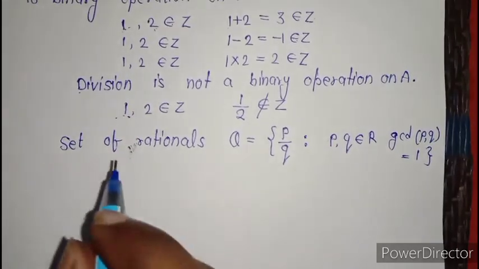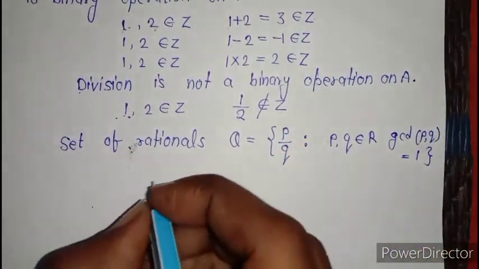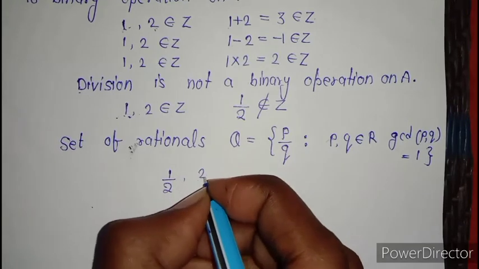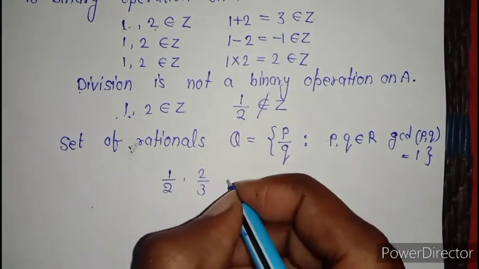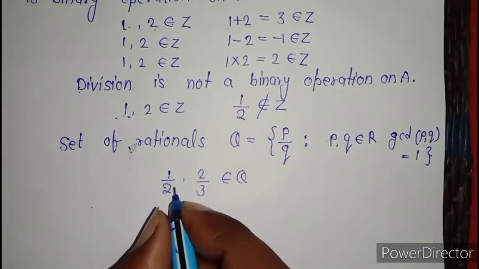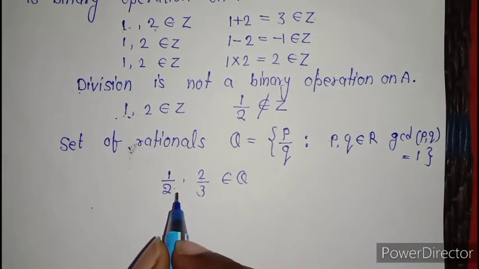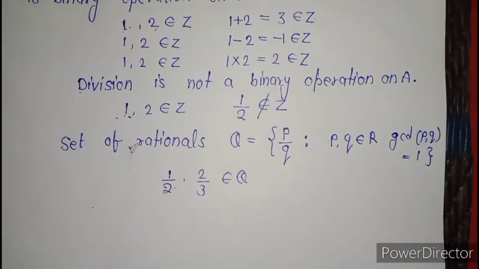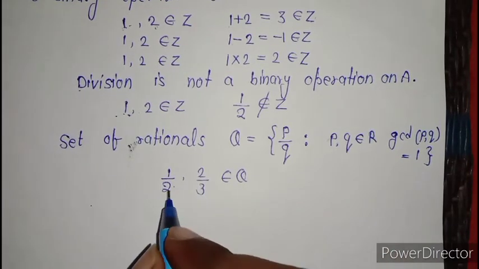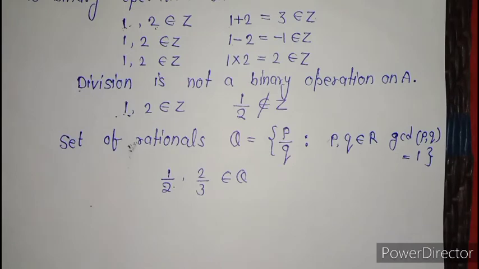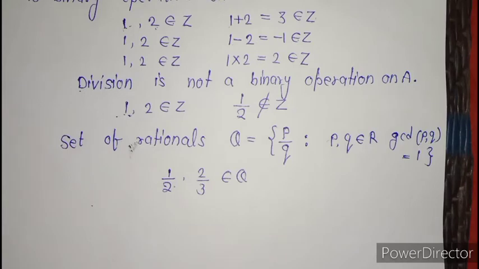If you take any element of this set, say 1 by 2 and 2 by 3, both are rationals, then addition, multiplication, subtraction as well as division are binary operations for this set. So all the 4 binary operations are true here. I am not saying that only 4 operations are binary operations. There are more operations that we can apply over any set. As we discuss other terms, I will tell you about that.